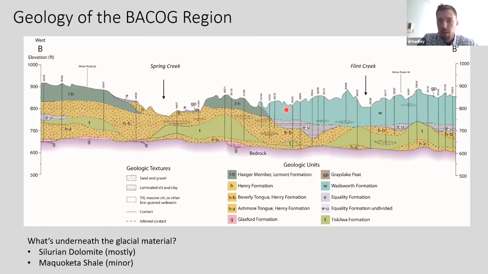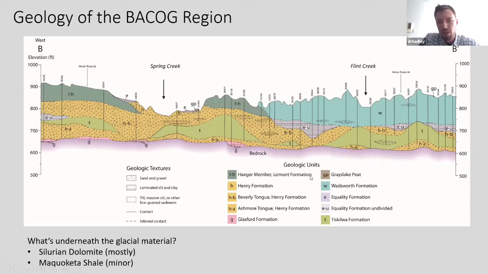And it's all covered by this thick Wadsworth Formation, which is, again, the really clay-rich and really silt-rich material, which prevents recharge down into the aquifer. So here we consider the aquifer to be unconfined. Here we consider it to be confined because it's covered by this stuff.